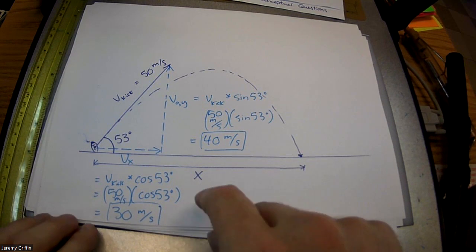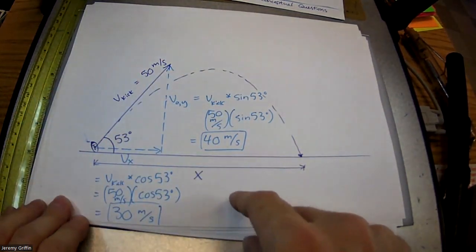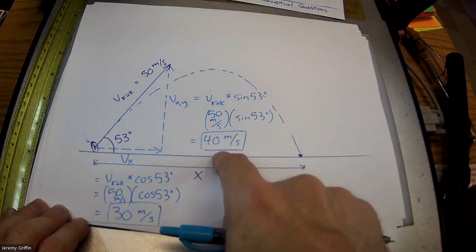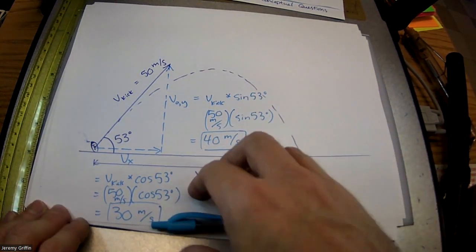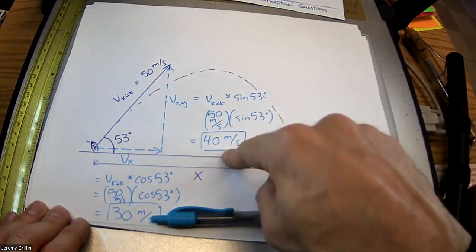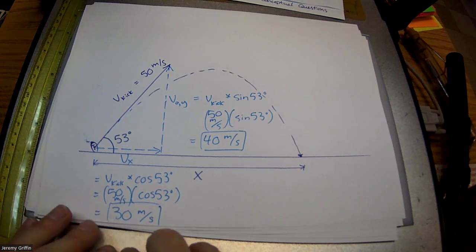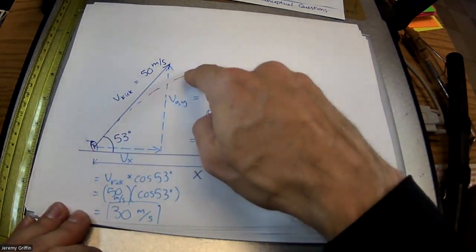So when you kick it at 50 meters per second at a 53-degree angle from the horizontal, when the ball is leaving your foot, it's moving up at 40 meters per second. Of course, that immediately starts to slow down because of gravity. So that's how fast it's leaving your foot strictly upward. And it's always moving across the field at 30 meters per second the entire time.